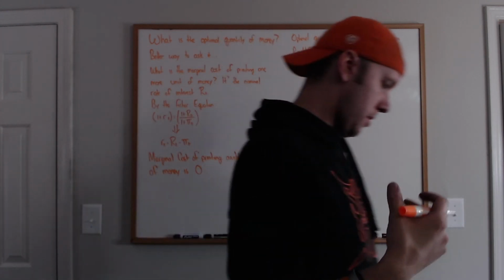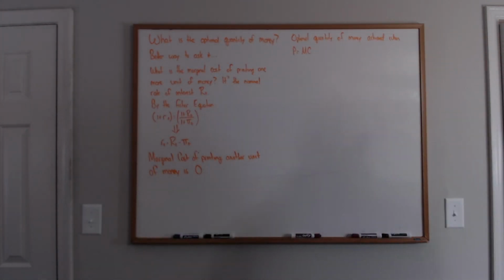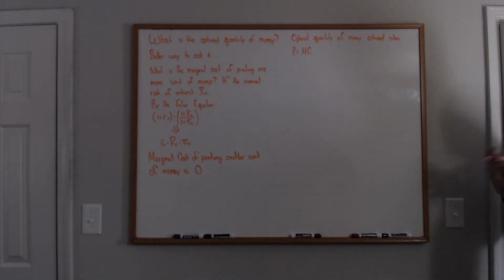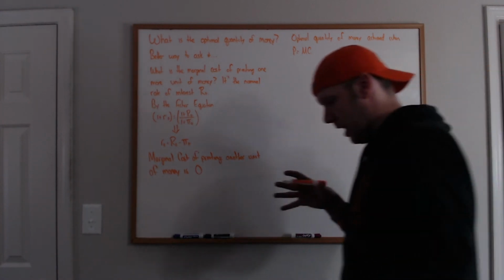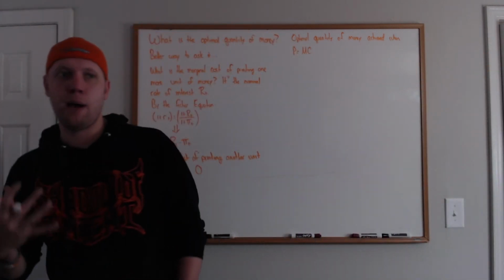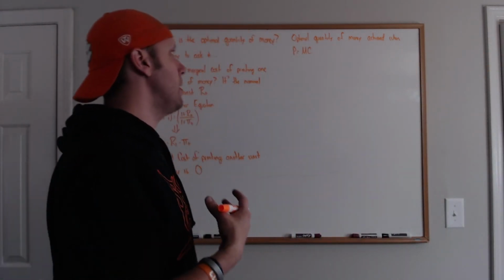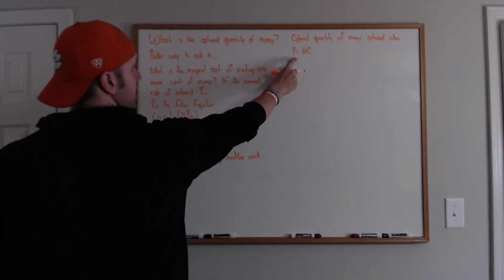Right? The optimal quantity of money is achieved when the price of money is equal to the marginal cost of printing money. So this actually goes back to microtheory, doesn't it? But what is there in the case where price equals marginal cost? What happens when price equals marginal cost, right? What causes this condition to hold?